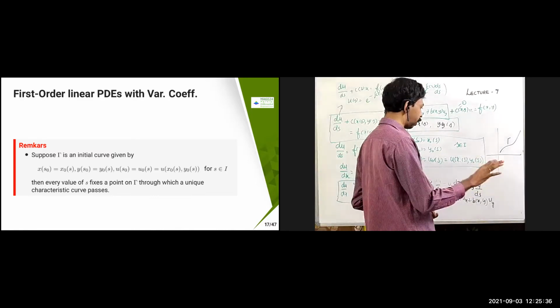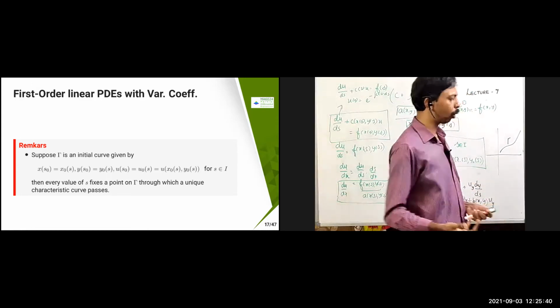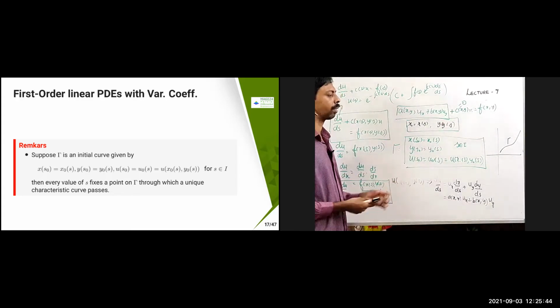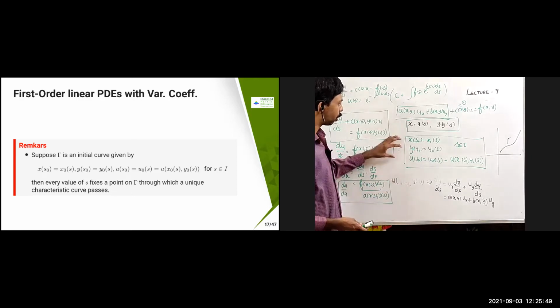Okay, so for this we need an inverse mapping theorem, which we are going to prove anyhow. Let us see that once we are solving that inverse mapping theorem related to the existence and uniqueness theorem. So this is the underlying idea.